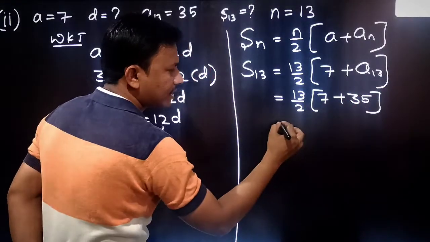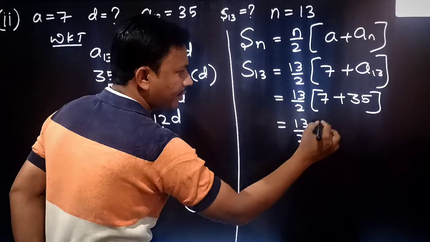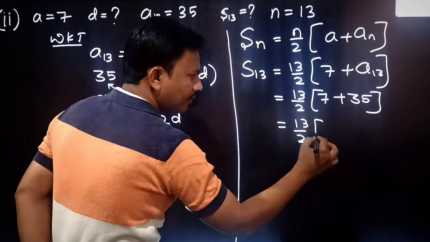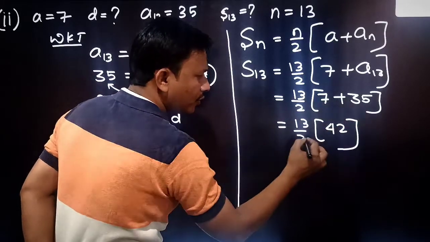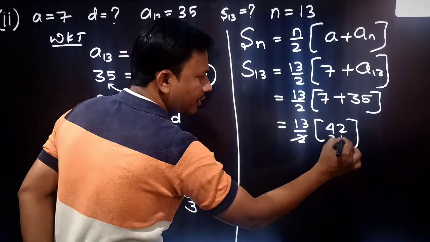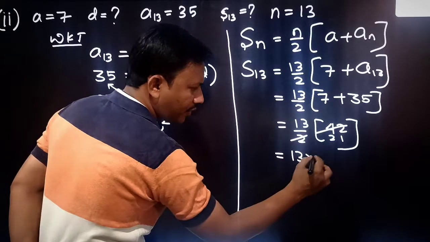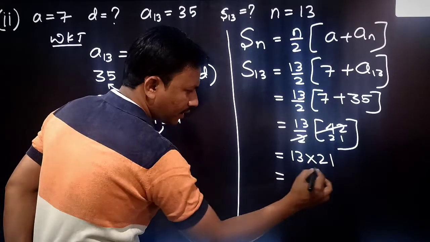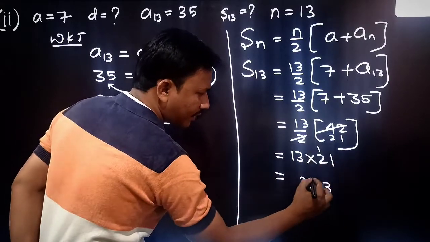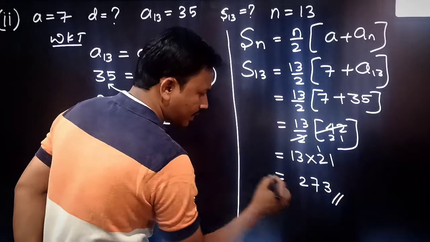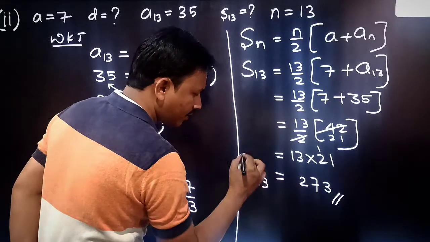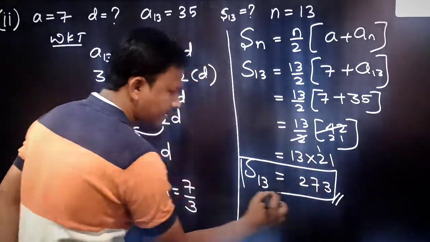This is equal to 13 divided by 2 into 35 plus 7, 42. Okay, what is the answer? 21. 13 into 21. 13 ones are 13, 13 twos are 26, so 273. Check the answer. Yes, S13 is equal to 273.